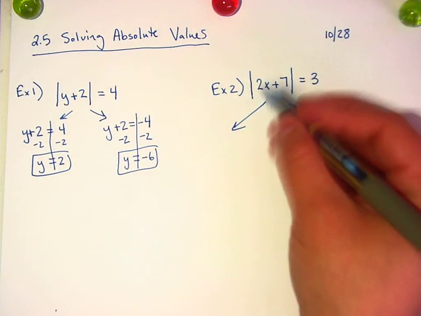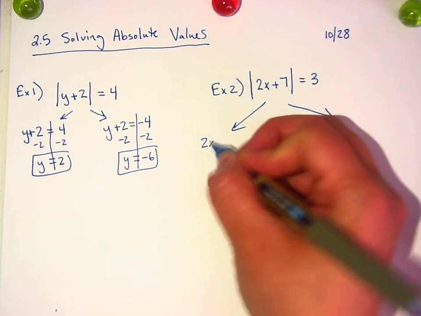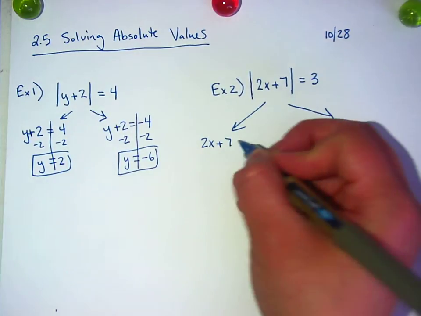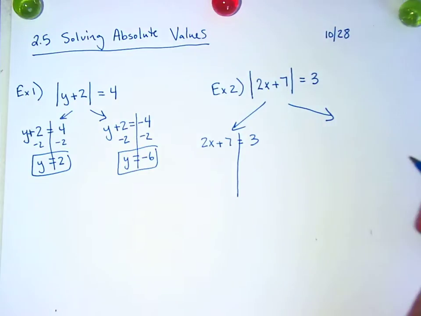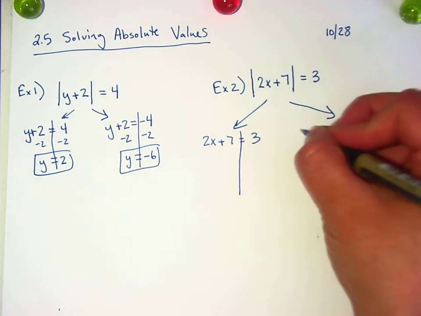Okay, so the first one looks just like this, but without the absolute values. And the second one is going to equal -3.